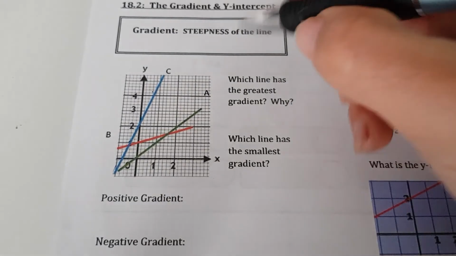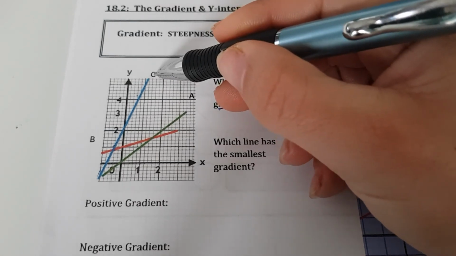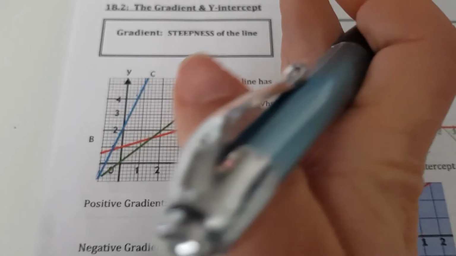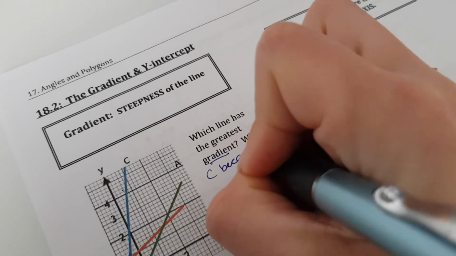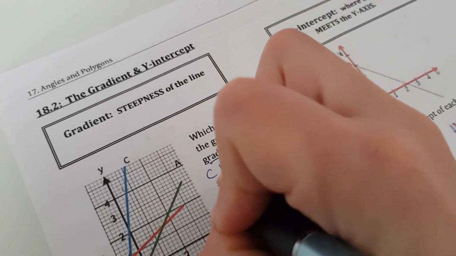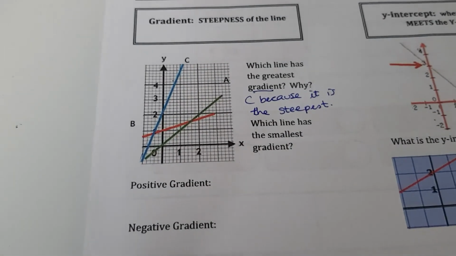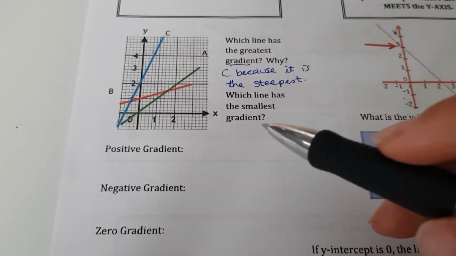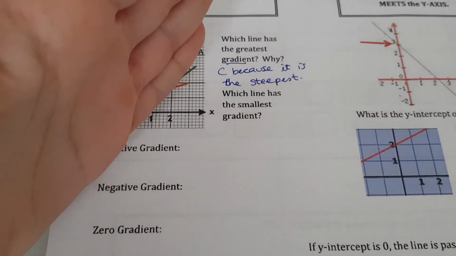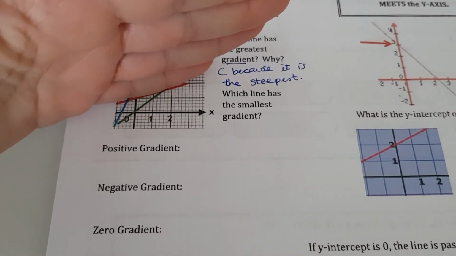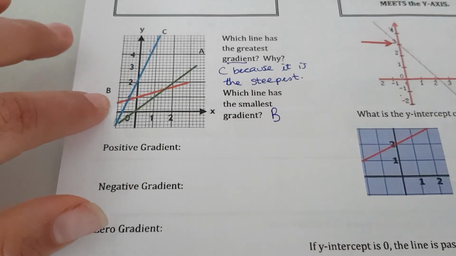Now, which line has the greatest gradient? C has the greatest gradient because it is the steepest. Now, which line has the smallest gradient? For a small gradient, it's the least steep. This is very steep. This is still steep, but this is much less steep. So the smallest gradient is line B, the red one.